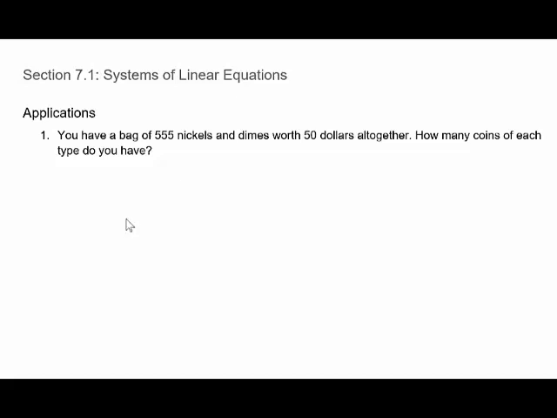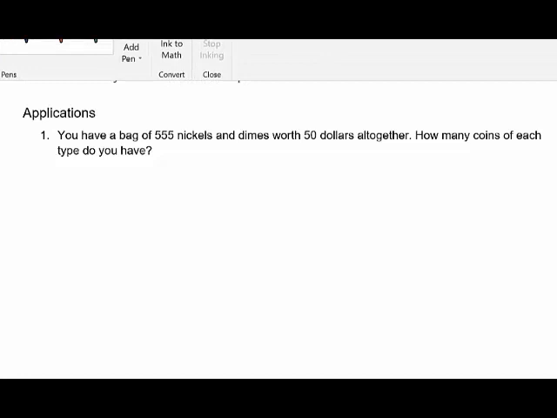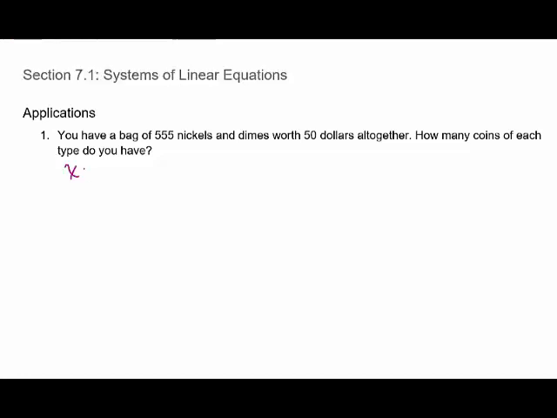In this short lesson, we're going to take a look at some applications of linear systems. So suppose you have a bag of 555 nickels and dimes worth $50 altogether. How many coins of each type do you have? Okay, so we have two unknowns. We have x equals the number of nickels, and y is the number of dimes.